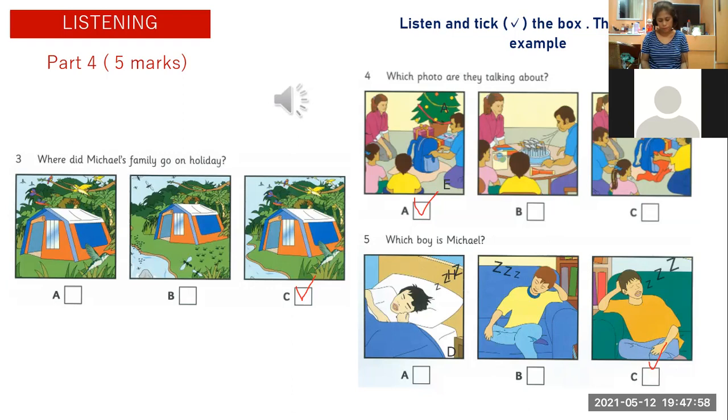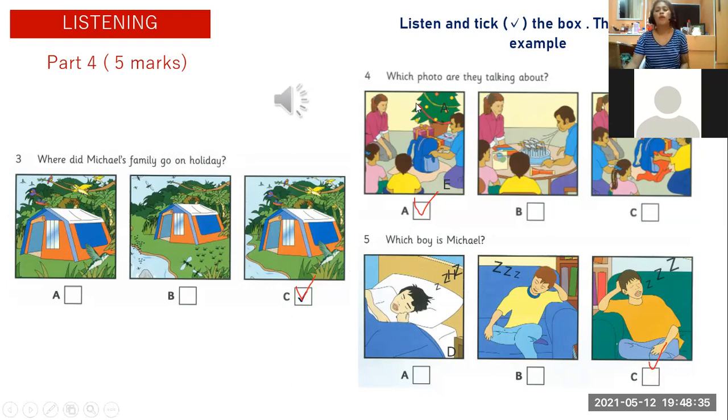Okay. Here. So we have here, where did Michael's family go on the holiday? Where is it, Lily? Can you describe? It's letter C, correct. Okay. What is in letter C, Lily? It is... Okay, in letter C, it's near the river. Near the river. And there are lots of birds.